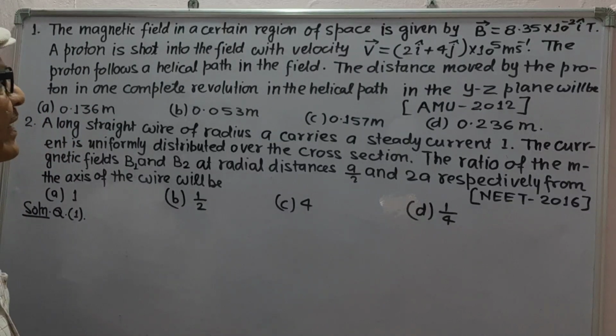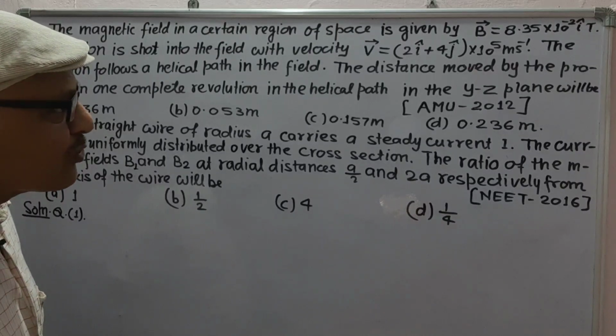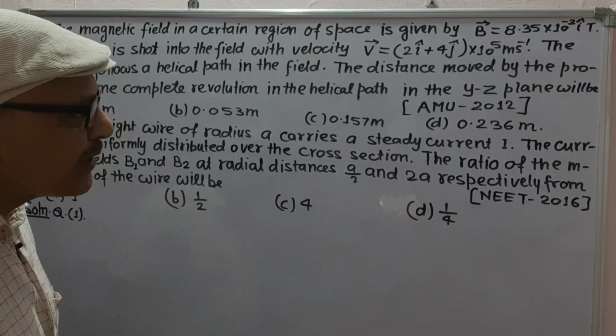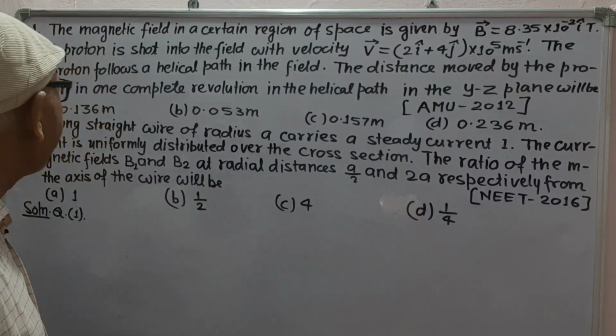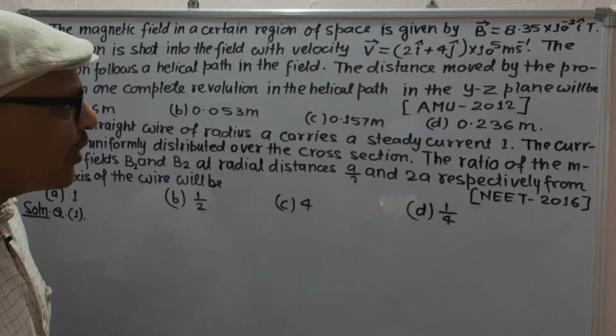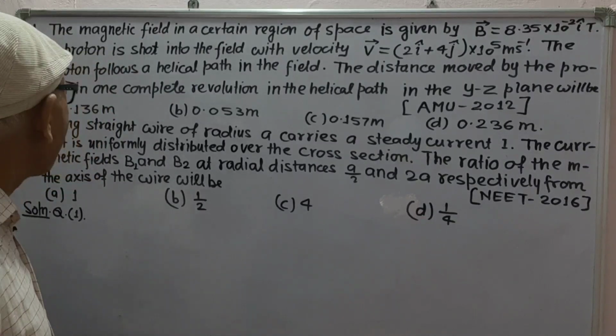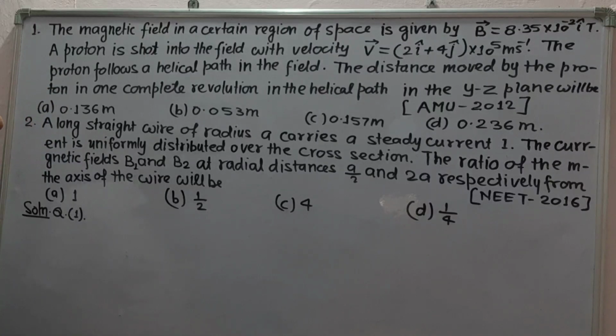the magnetic field in a certain region of space is given by B vector is equal to 8.35 into 10 to the power minus 2 i unit vector Tesla. A proton is shot into the field with velocity v vector is equal to 2i unit vector plus 4j unit vector into 10 to power 5 meter per second. The proton follows a helical path in the field. The distance moved by the proton in one complete revolution in helical path in YZ plane will be. These are the options. So, solution to question 1.